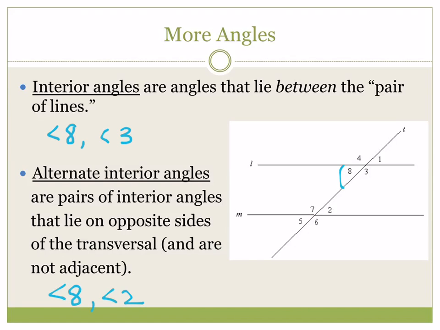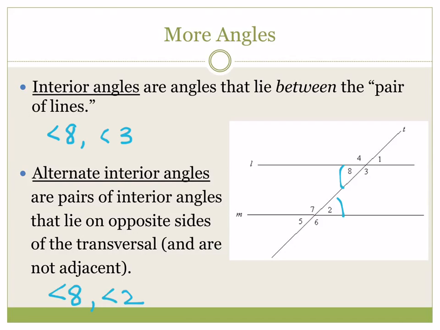Okay, we only have 4 angles to choose from. I've already picked 8, so you're down to 3 choices. It's like multiple choice, right? Has to be on the opposite side of the transversal and non-adjacent. That makes it angle 2. Okay, and then 7 and 3 are the other pair. Exactly. So we have pairs 8 and 2 and pairs 7 and 3.